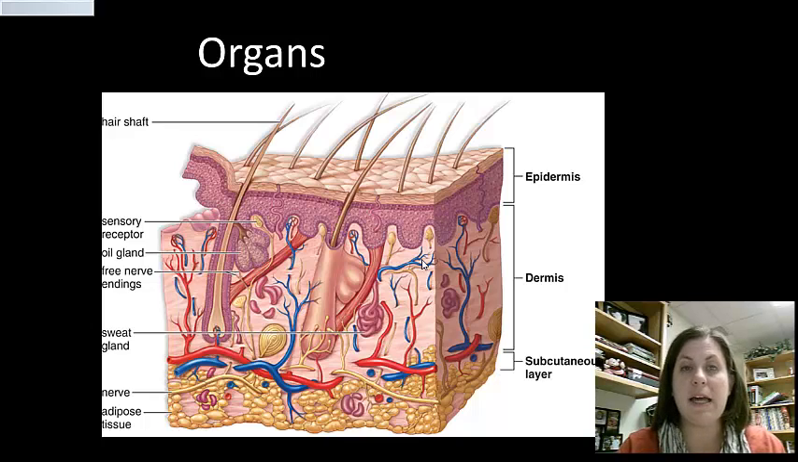When organs work together, they form organ systems. So an organ here, you can see the skin, and you can see how it has all of the different tissues present. All organ systems are involved in maintaining homeostasis. Homeostasis is the stability of the body's internal environment.